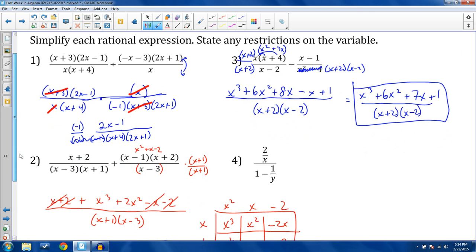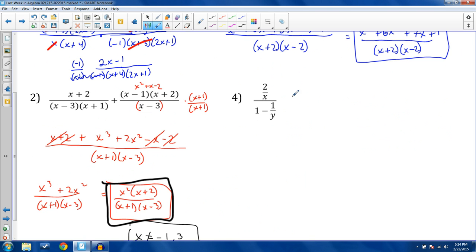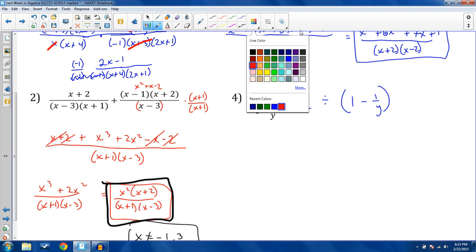Okay, final one, number 4. Here's where we have an example where there are fractions and you're dividing the fractions. First thing I'd like you to do here is to write this linearly. In other words, write 2 over x divided by, and here's 1 over 1 minus y, or 1 minus 1 over y. The importance of that is because now you know you can multiply by this guy's reciprocal. Now you can't do a reciprocal until you have a common denominator here. So 1 needs to be divided by y somehow.